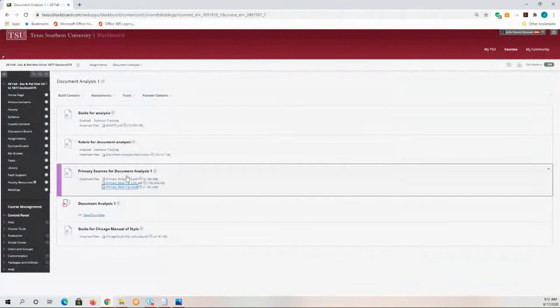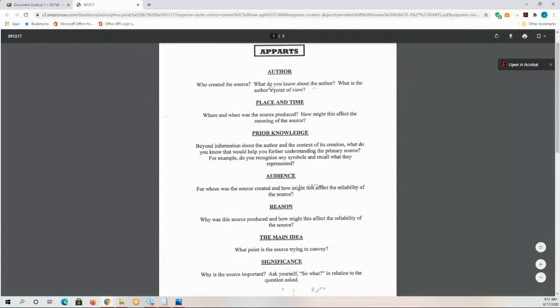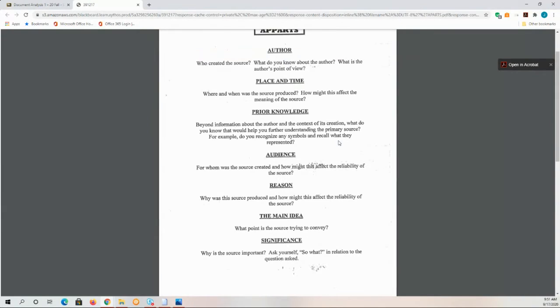Excuse me. Okay, so then let's go to the guide and what we're talking about here. I went over a lot of it in the video, but we'll summarize it here. Author is pretty straightforward. Place and time, also pretty straightforward. Prior knowledge: if you did research outside of the text and lectures, you need to make sure that you cite that source. If it's a paraphrase or direct quote, you need to put in a footnote and then put it on the bibliography page. Or if it's just in general, just make sure the source is on the bibliography page.